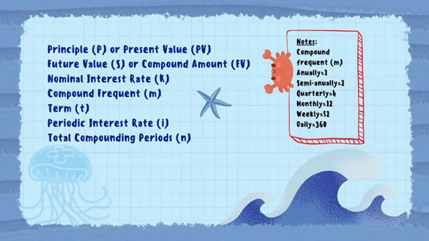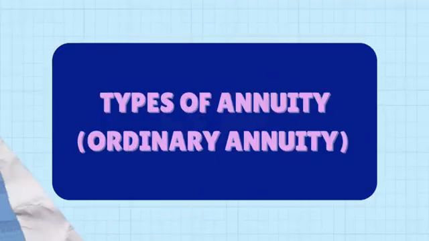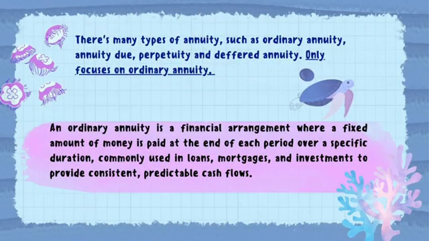There are also terms in annuity. The first ones are principal or present value, future value or compound amount, nominal interest rate, compound frequency, term, periodic interest rate, and total compounding periods. Annuity comes in various types such as ordinary annuity, annuity due, or perpetuity annuity. But in this video, we only focus on ordinary annuity. Ordinary annuity is a financial arrangement where a fixed amount of money is paid at the end of each period of a specific duration, commonly used in loans and mortgages, also having a predictable cash flow.